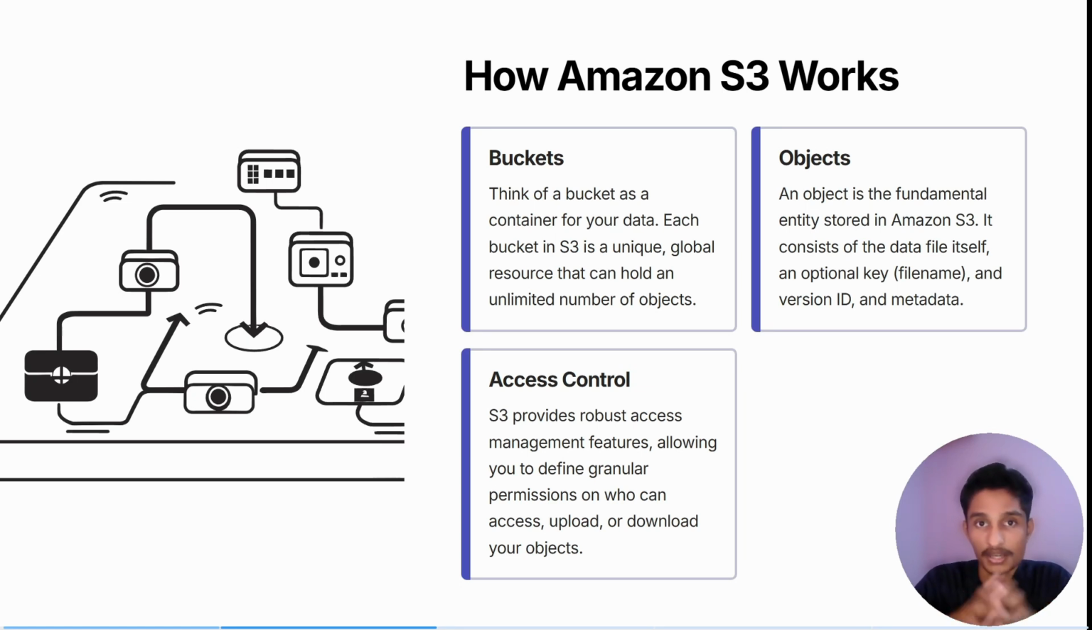First, we have buckets. Think of a bucket like a folder or container for your files. Every bucket you create has a globally unique name, and you can store an unlimited number of files, or objects, inside it. Then there are objects. Objects are basically the files themselves. Each object can include a file, a name, metadata, and even a version ID if you enable versioning.